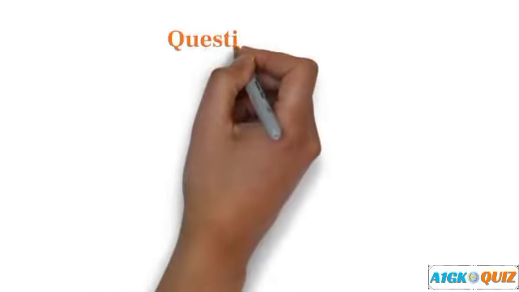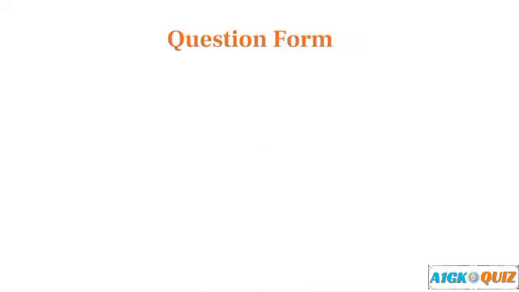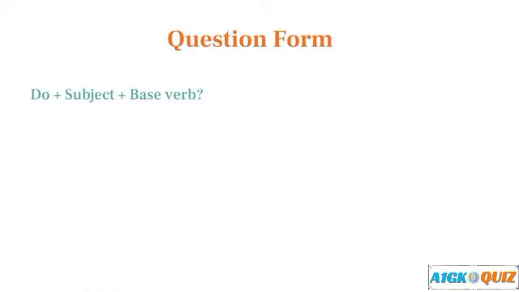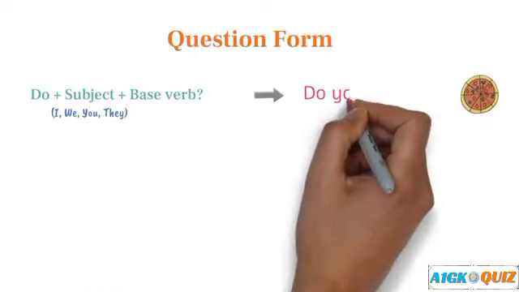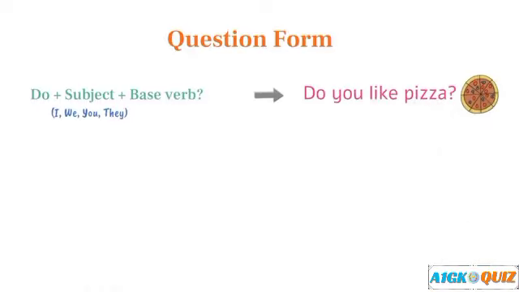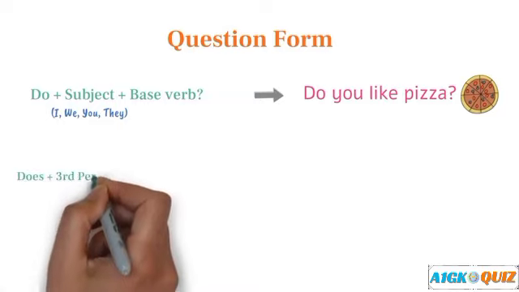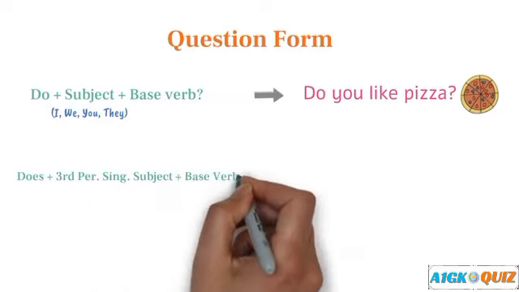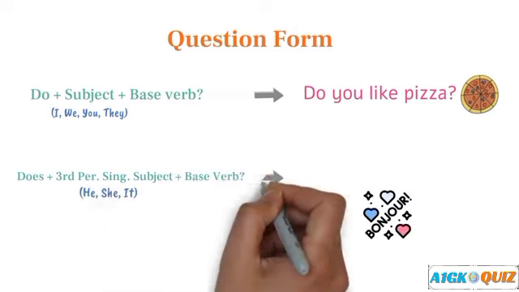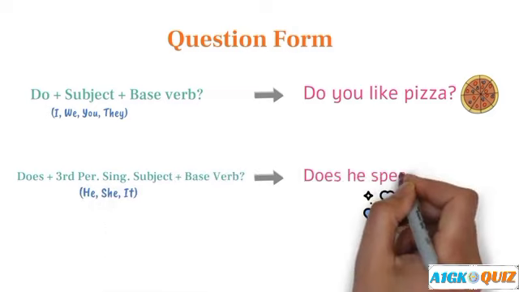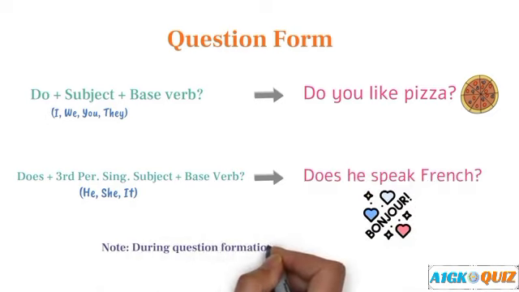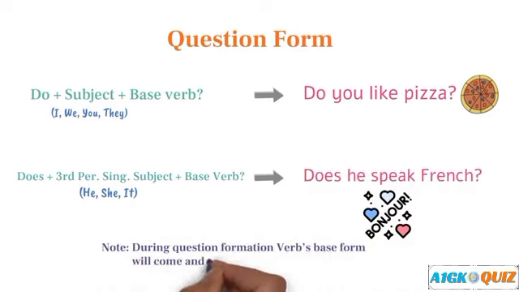Now, are you ready to turn a sentence into a question? Here, the structure is do plus subject plus base verb. For example, do you like pizza? And for third person singular subject, the structure is does plus third person singular subject plus base verb. So the sentence will be, does he speak French? Notice, during question formation, the verb's base form will come and not the verb's s/es form.